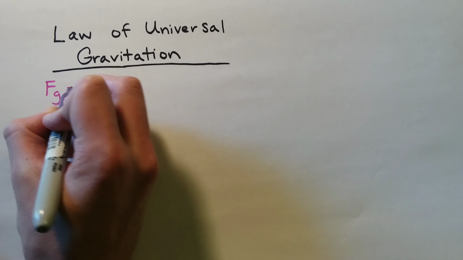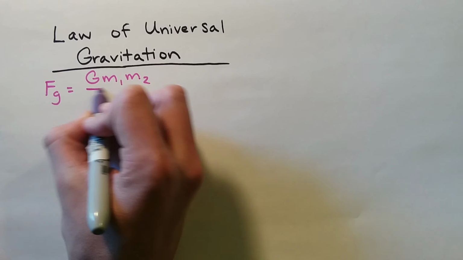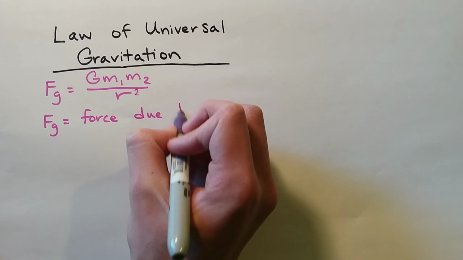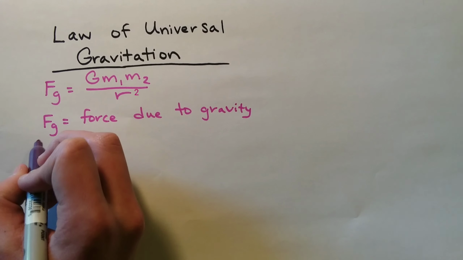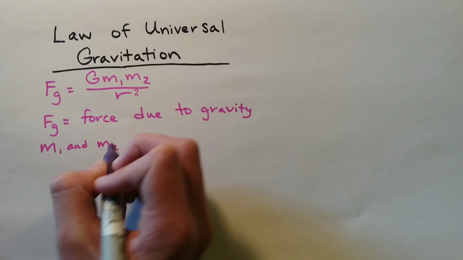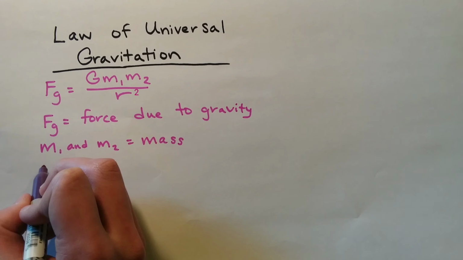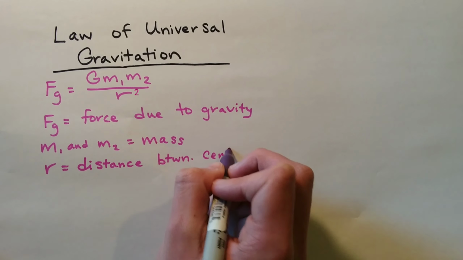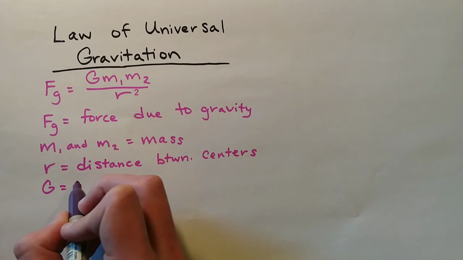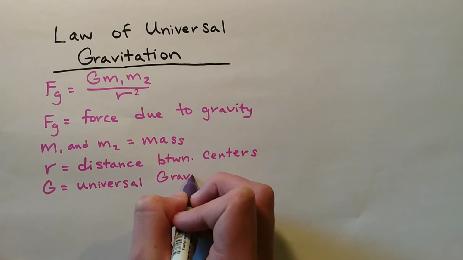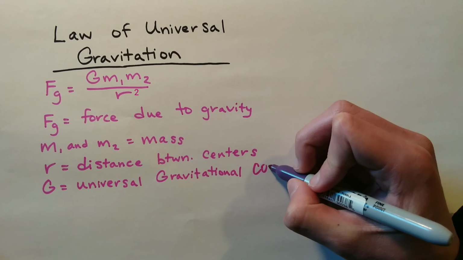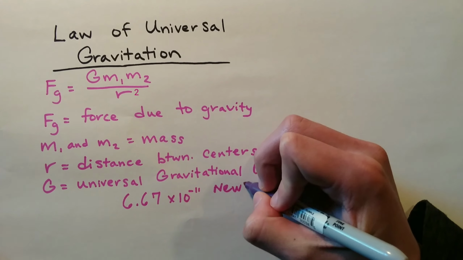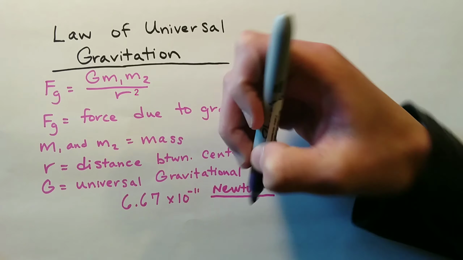Also called the law of universal gravitation, the equation is F sub g equals G times m1 times m2 over r squared. F sub g is the force due to gravity, m1 and m2 are the masses of the two different objects in question. R is the distance between the centers of those two objects, and G, also called the universal gravitational constant, is equal to 6.67 times 10 to the negative 11 newton times meter squared over kilogram squared.